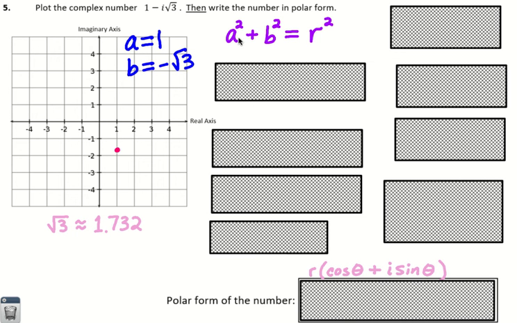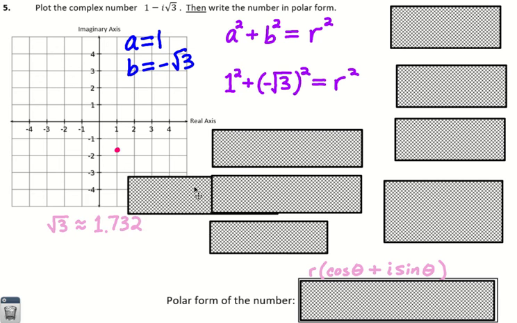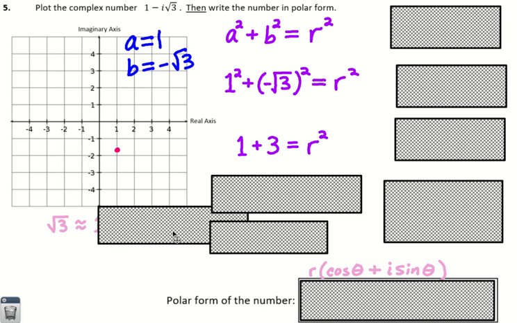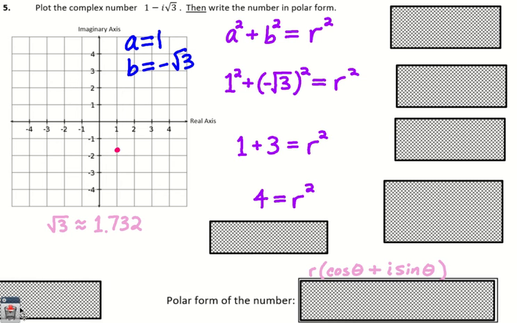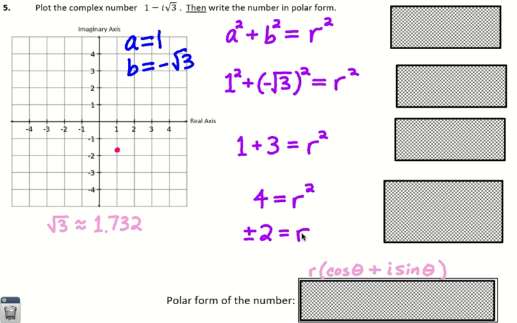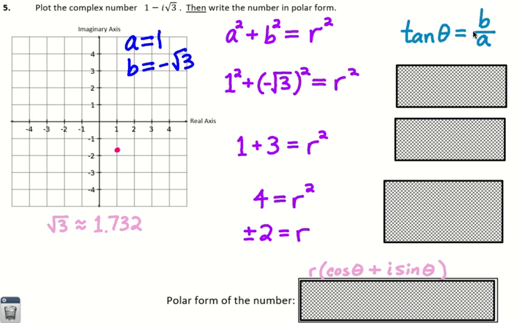So given A and B is just like given X and Y, essentially. And so we're going to use basically the Pythagorean theorem to get R. So I plug in what I know is A and what I know is B. And so negative root 3 squared is 3, and then 1 squared is 1. Take the square root of both sides. Technically, you get plus or minus 2, but of course we're going to go with positive 2 for our radius. And then here's how we get theta. We use that equation.